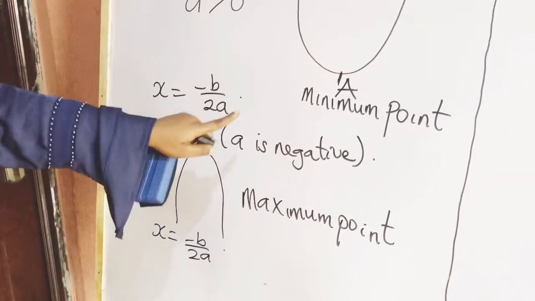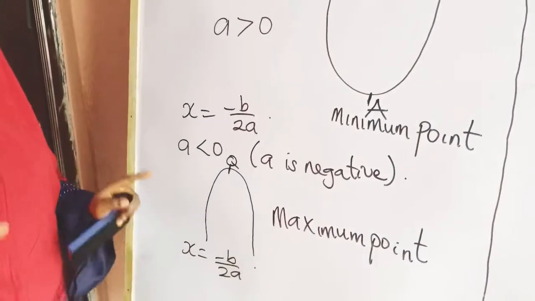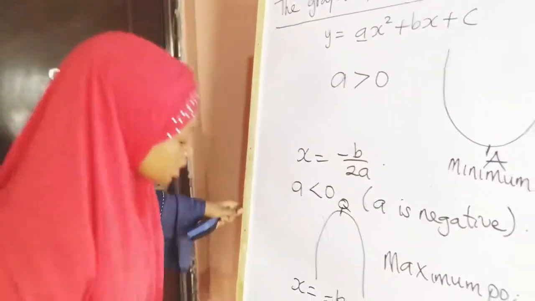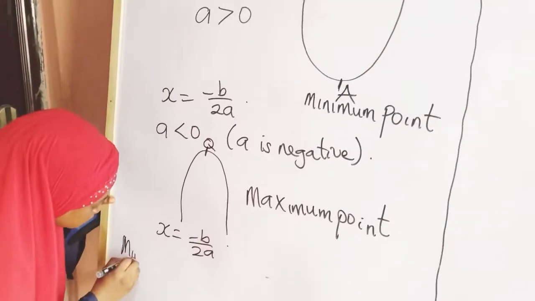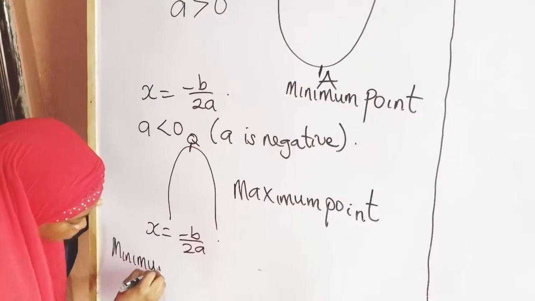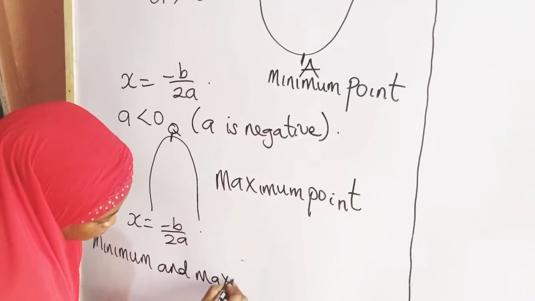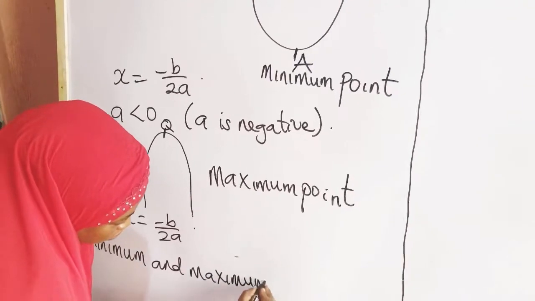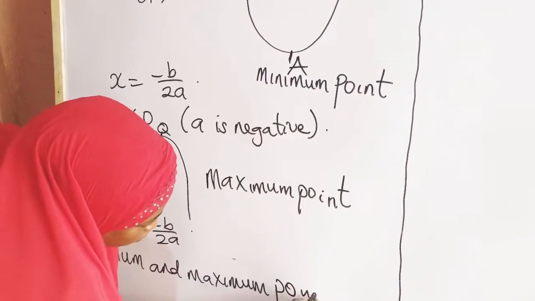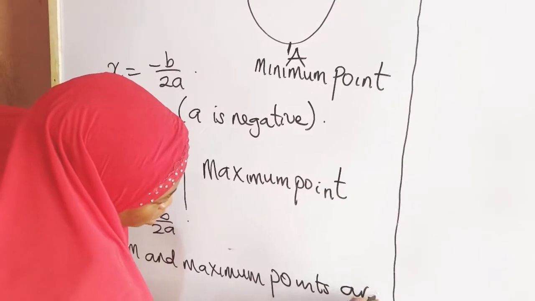Now, both minimum points and maximum points are called the turning points. Minimum point and maximum point are called the turning points.